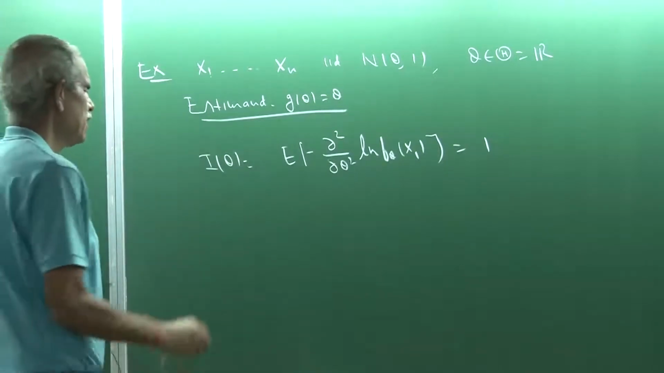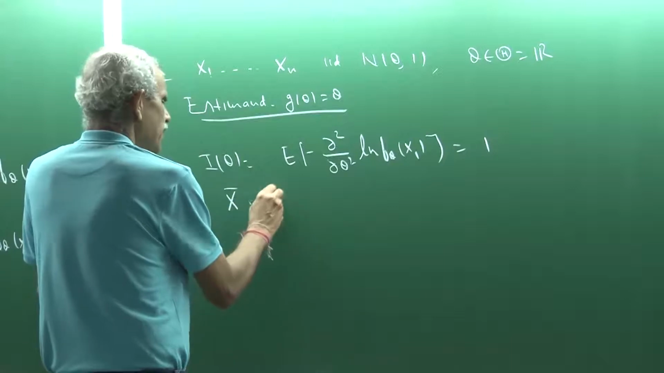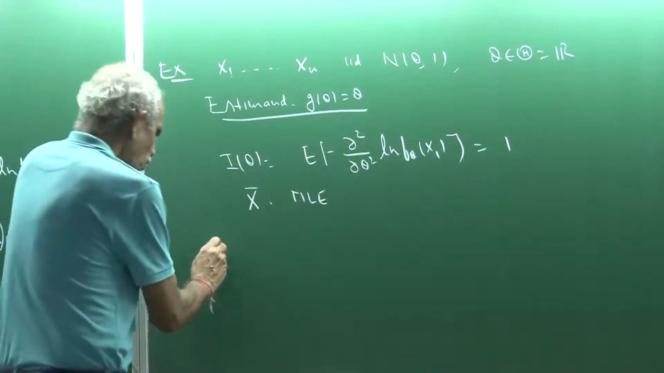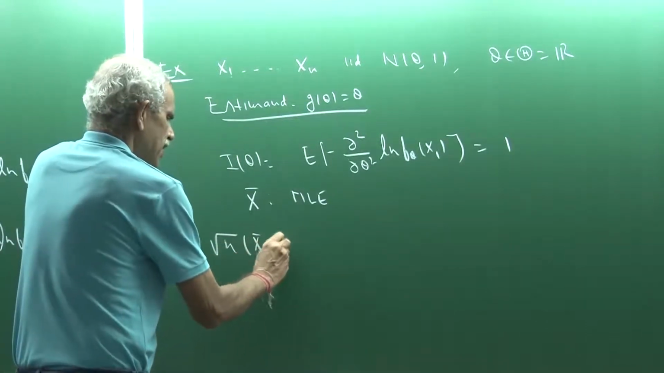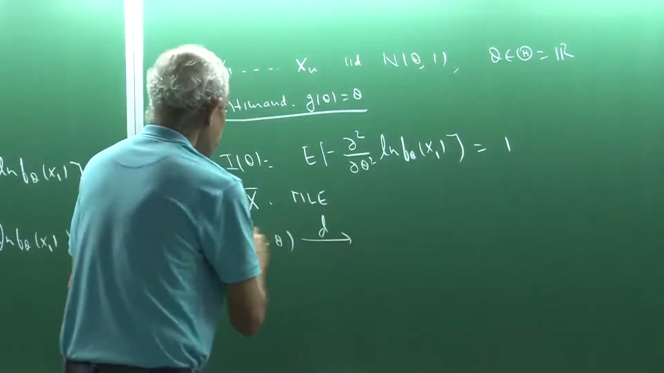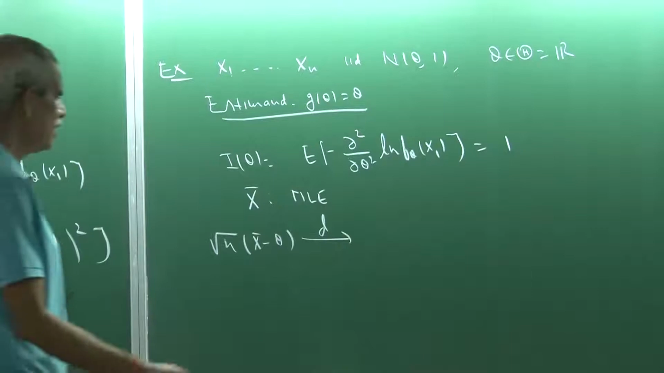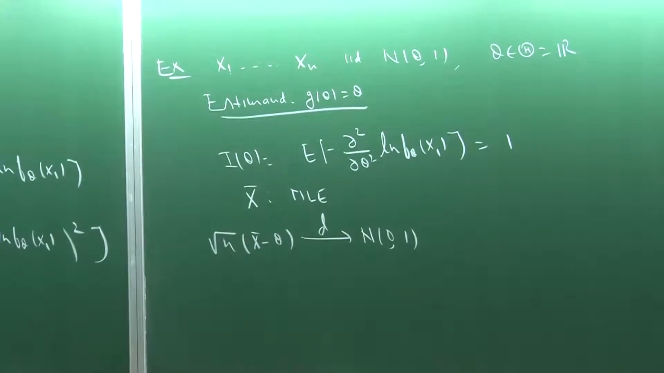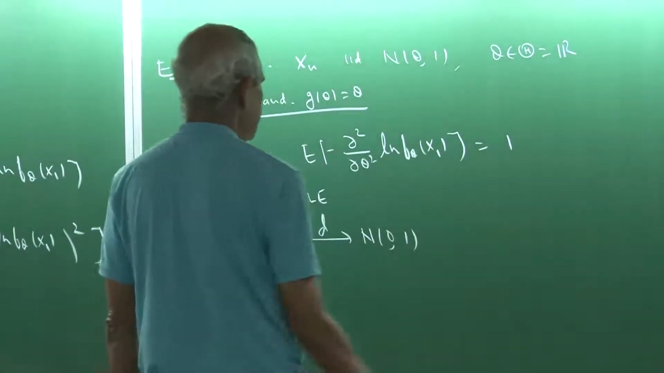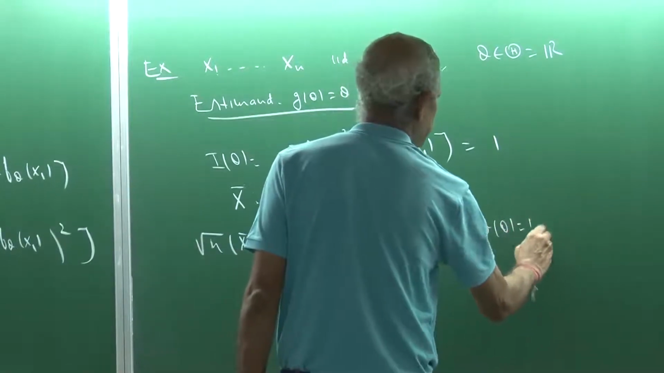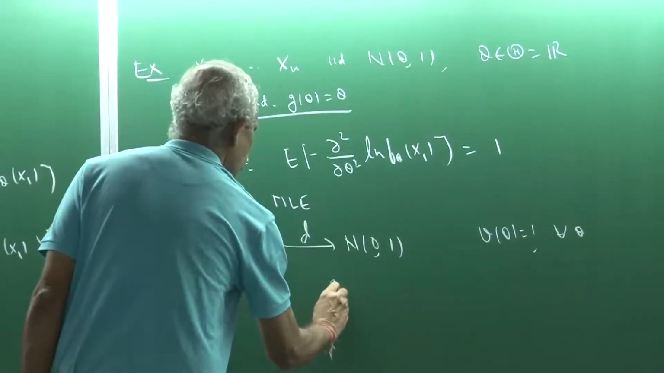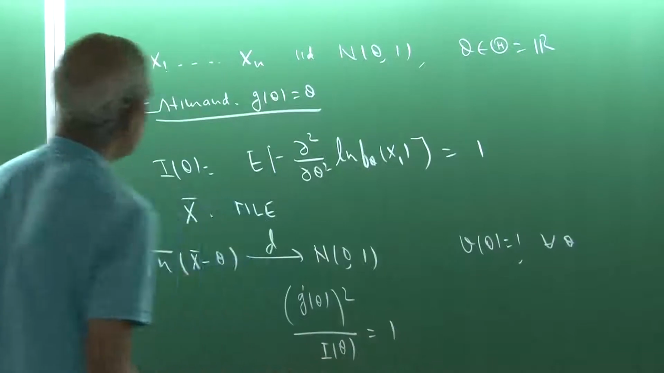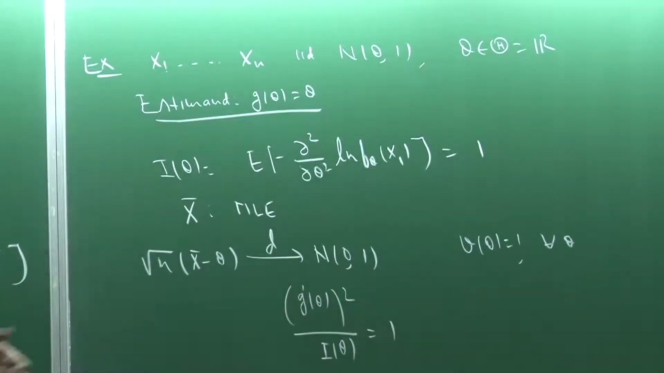So what you know is x bar is the MLE. It is also the UMVUE. You also know that root n times x bar minus theta goes in distribution to, in fact, in this case it is an exact distribution, normal 0, 1. So V theta turns out to be 1. And what is G prime theta whole square by I theta? That is also 1, because G prime theta is 1 and I theta is 1, which is the same as V theta.